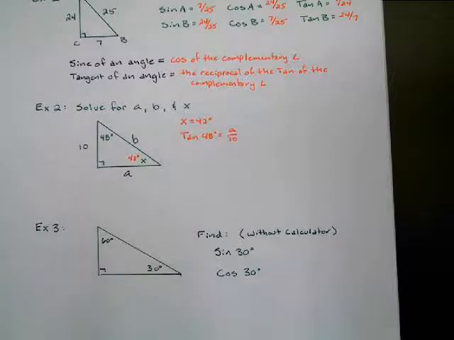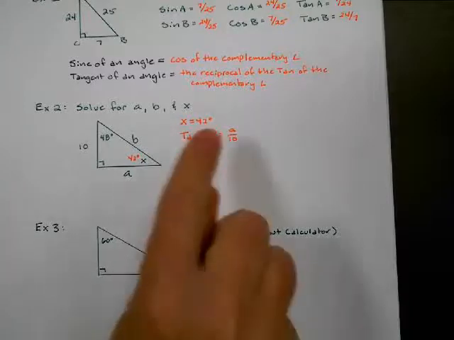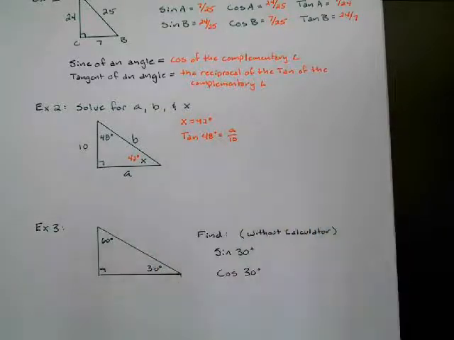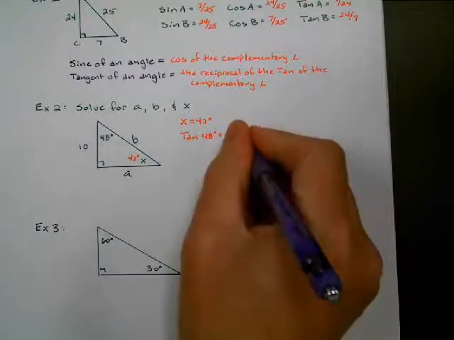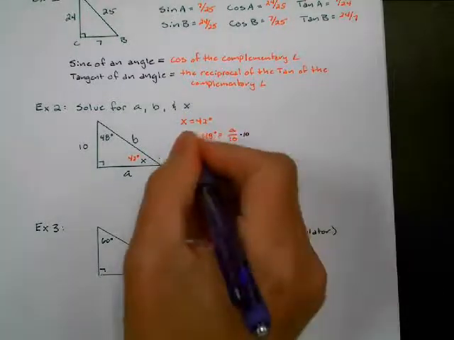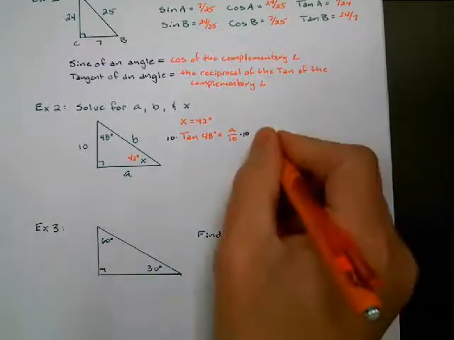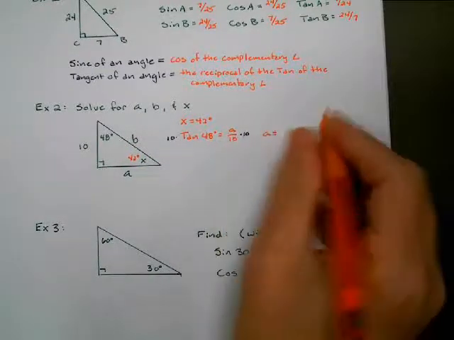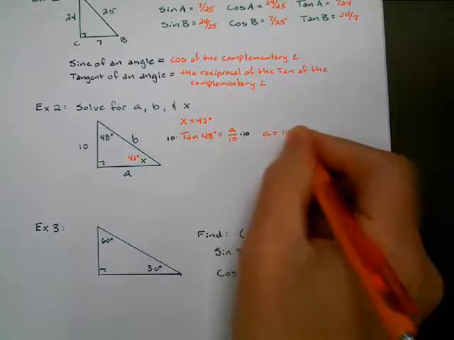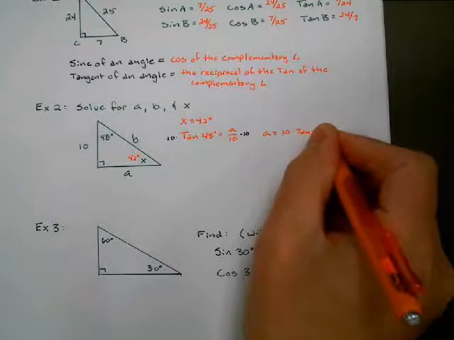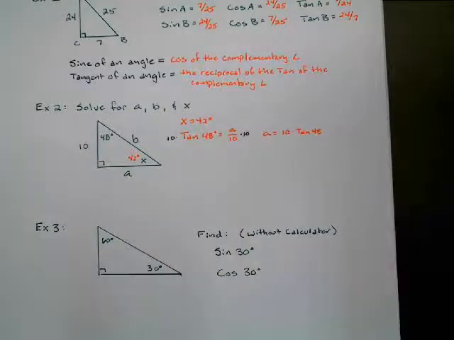Okay, so I've set up a trig function. I got the angle, and then it's opposite over adjacent. So here I can multiply both sides by 10, and I get that a should be 10 times the tangent of 48. And then you just need to plug in your calculator at this point.